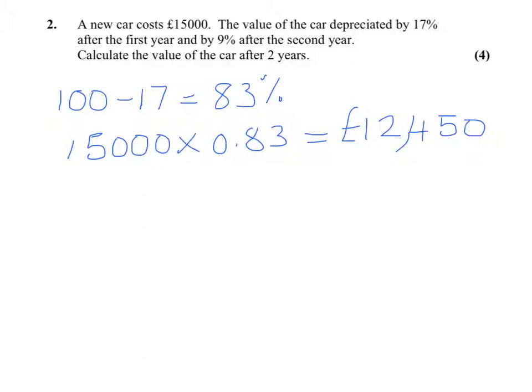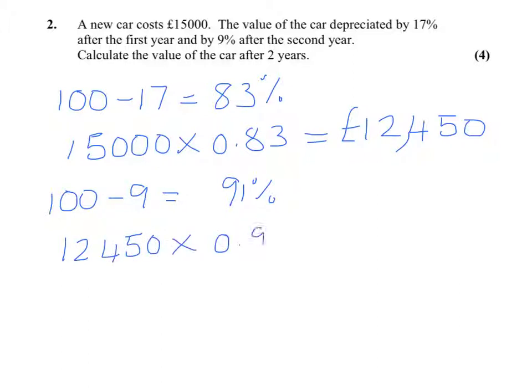At the second year it depreciates by 9%, which means we have 91% of our amount left over. And at the beginning of year 2, remember, this is what it's worth. So this is what we're finding 91% of, not the original value. So we've got 12,450 times 0.91, which is the decimal equivalent of 91%, which is 11,329.50.